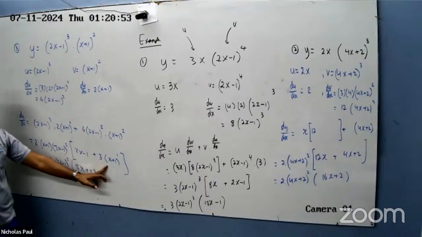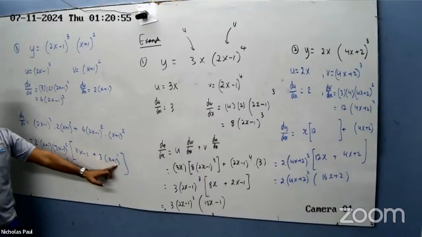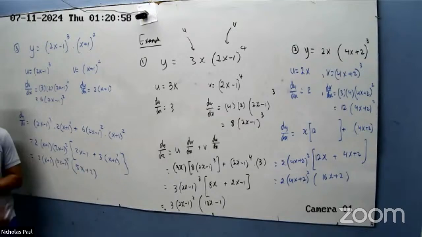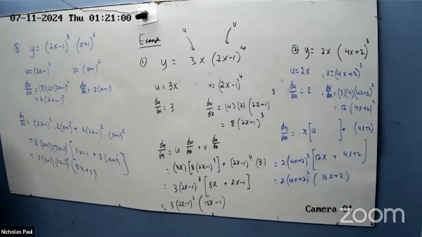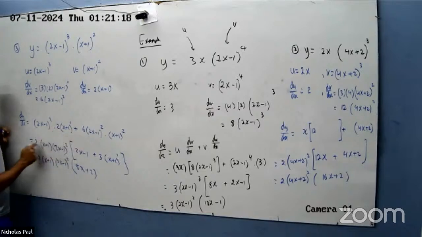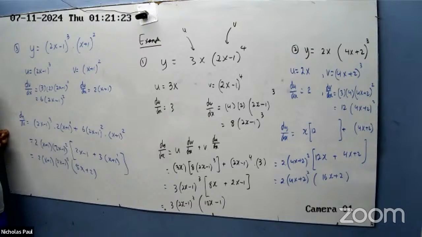2x plus 3x is 5x, minus 1, 3 by 1 is 3. You okay with this? It's just the formula, u dv plus v du. So it's just the factorization. You have to look at this and see what's common. It's easier to take the lower power.